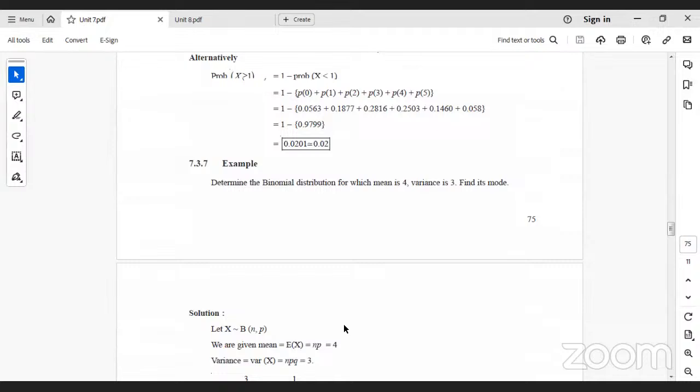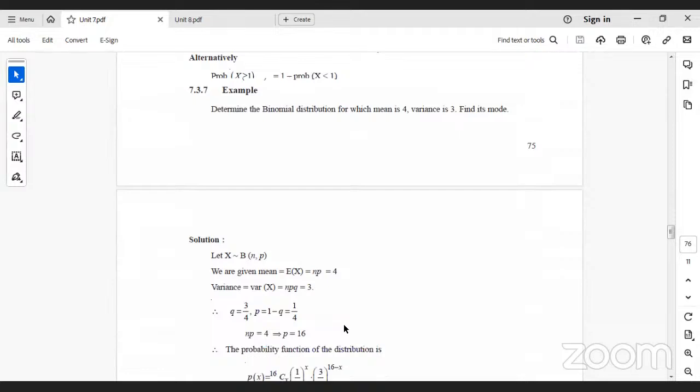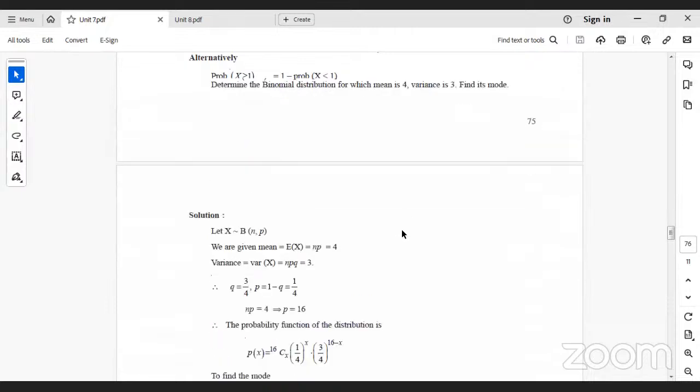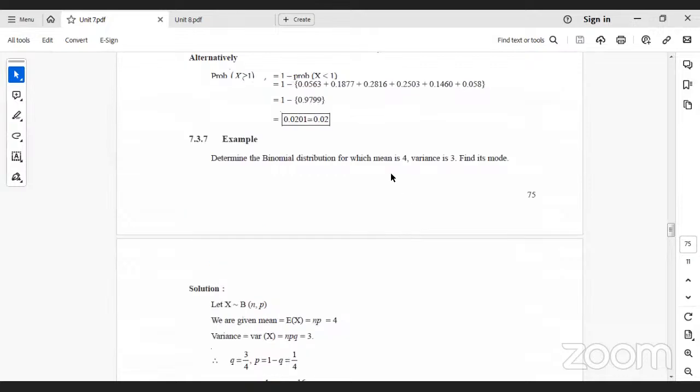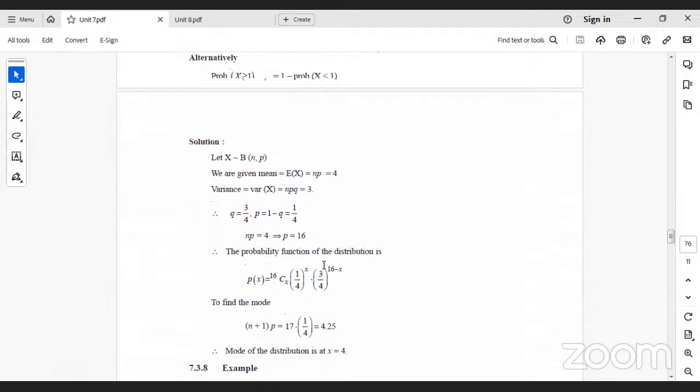Another example: determine the binomial distribution whose mean is 4 and variance is 3, and find its mode. Let X follow B(n, p). We are given the mean E(X) equal to np is equal to 4, and the variance np q is equal to 3. Then q is equal to 3 by 4, and p is equal to 1 minus q, which is 1 by 4. So np is equal to 4, and with p equal to 1 by 4, n is equal to 16.